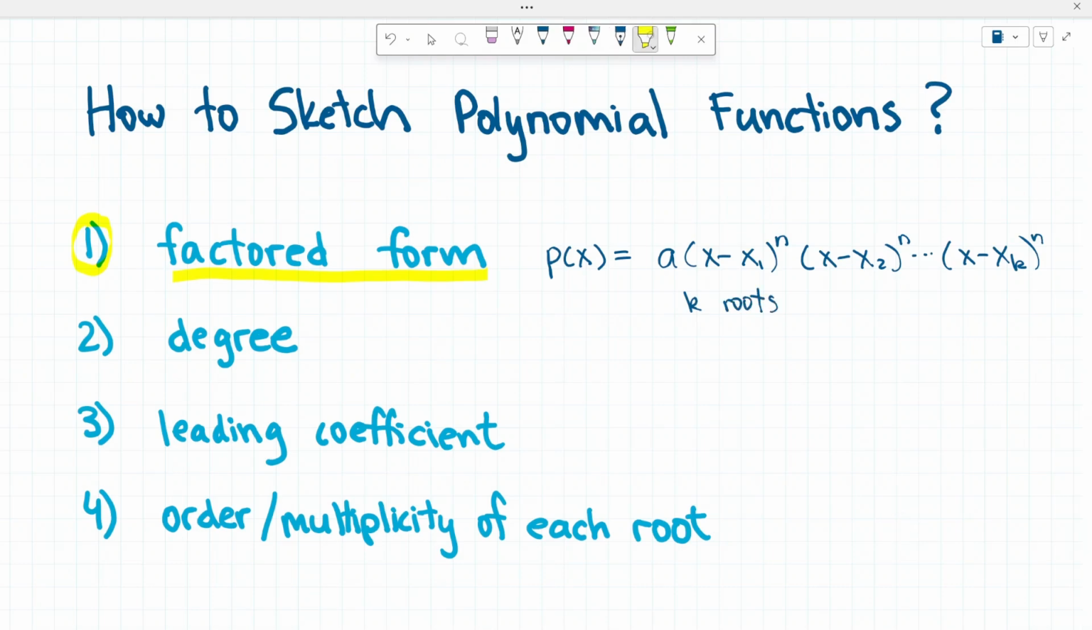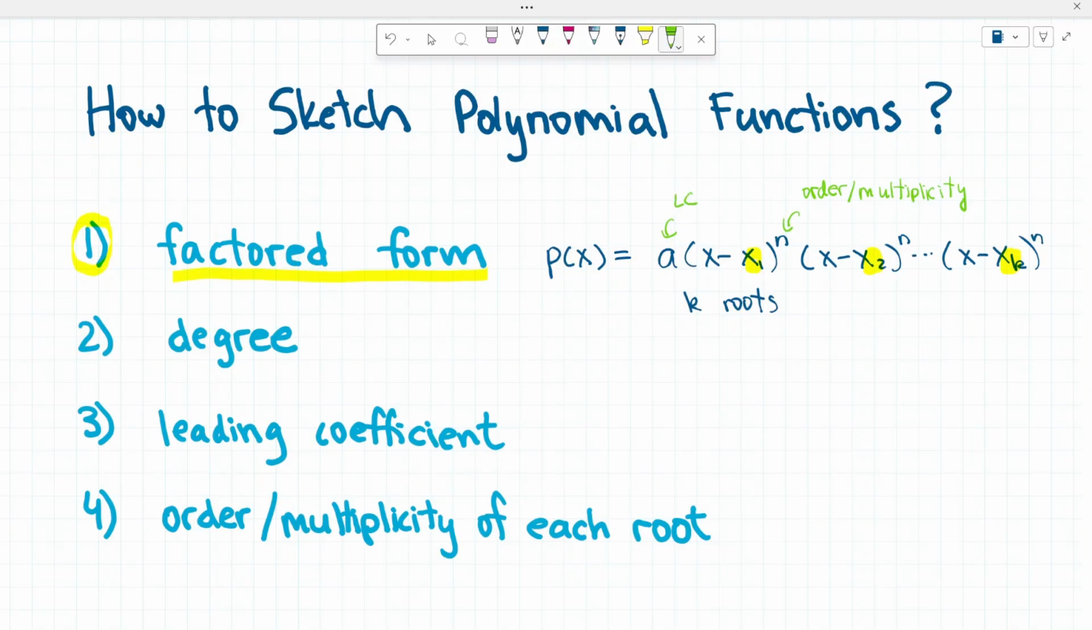So each of these x1, x2, xk, these each represent a root or an x-intercept of your polynomial. And then you also have the degree at the top of each one. So this is called the order or the multiplicity. They both mean the same thing, except there's just different ways how you can say it. So I just wanted to show you both. So multiplicity.